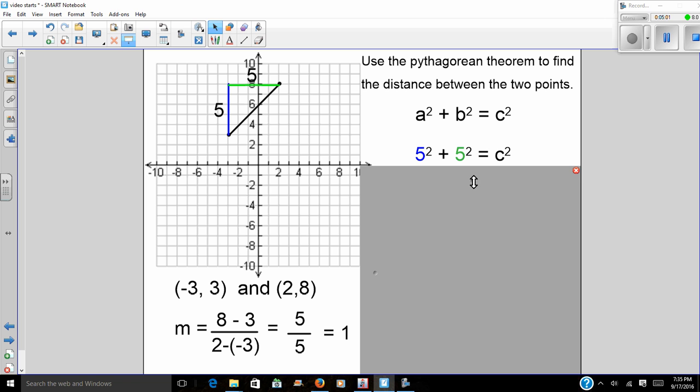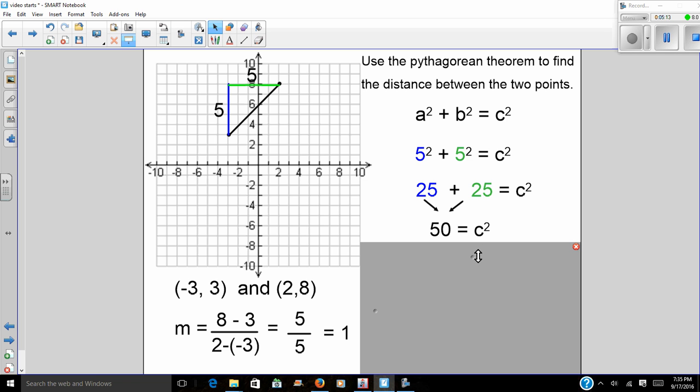And 5 times 5 gives us 25 for the blue leg, and 5 times 5 for the green leg gives us 25 for our simplification process. Once we continue that simplifying, 25 plus 25, we get 50, and that c squared is still c squared.